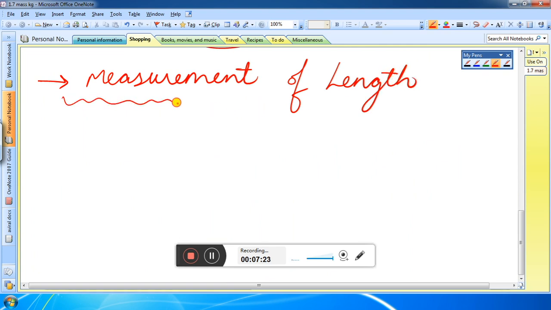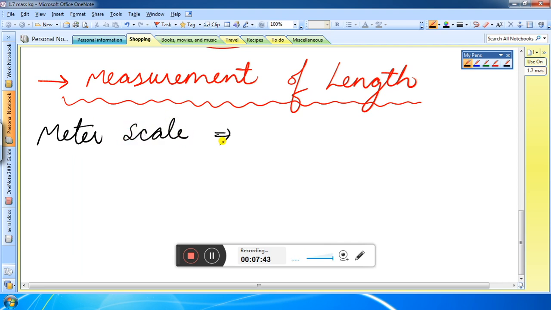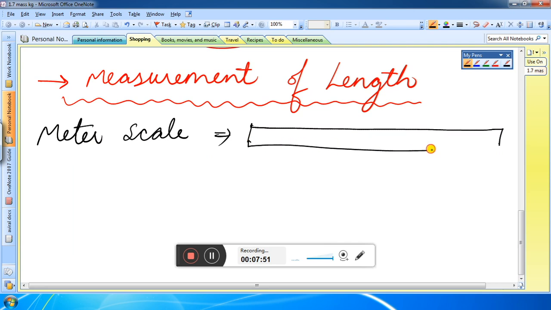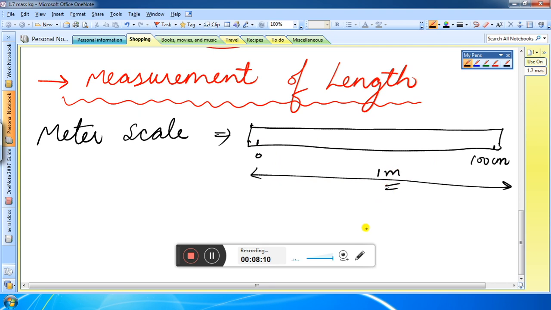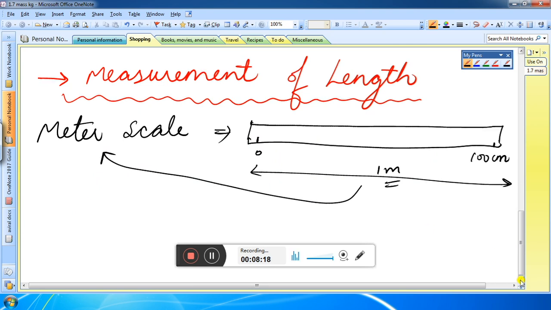Measurement of length. This will be our topic of discussion today. In measurement of length, you know very well that, children, there is a scale. That scale is known as meter scale. Now how does a meter scale look? It is just like a scale you have in your geometry boxes, right? The difference is this scale will be of wood and the markings you will see on it will be from 0 to 100 centimeter, right? That means the total length of this meter scale will be equal to 1 meter, and so the name is given meter scale. Now what can you do with the help of meter scale?